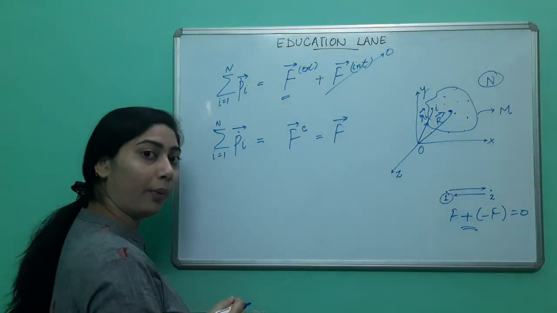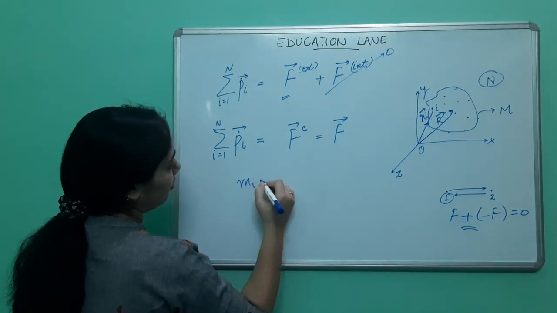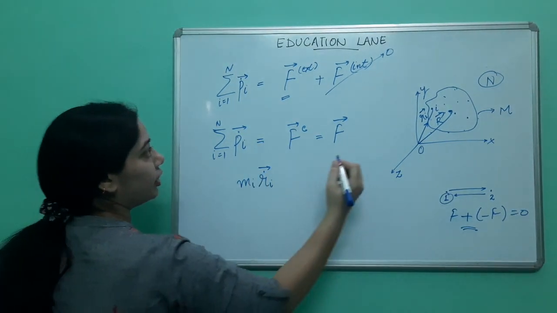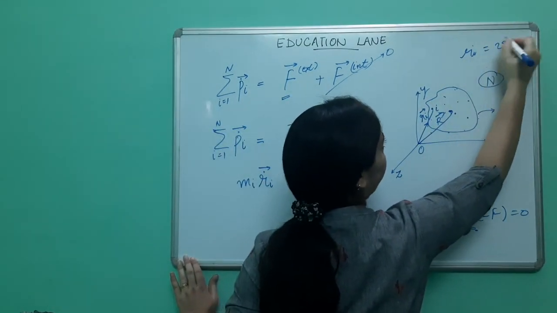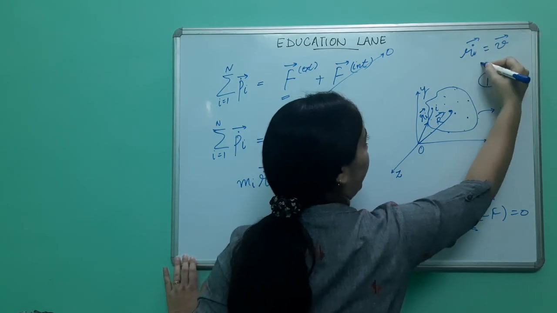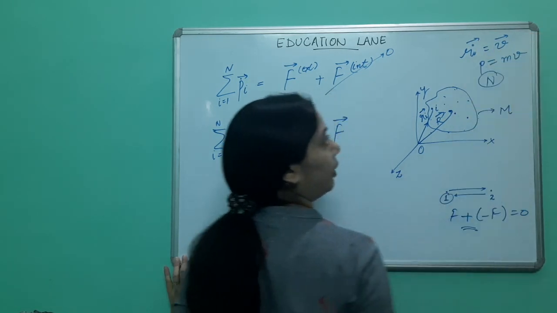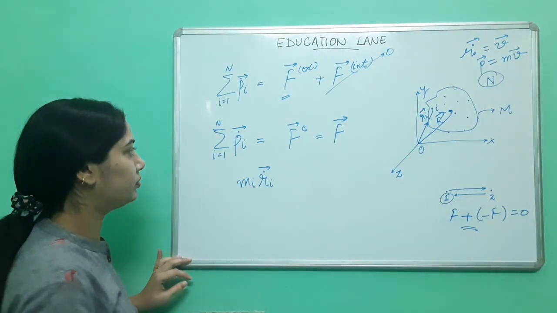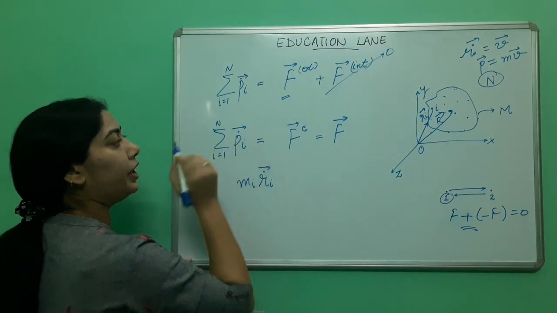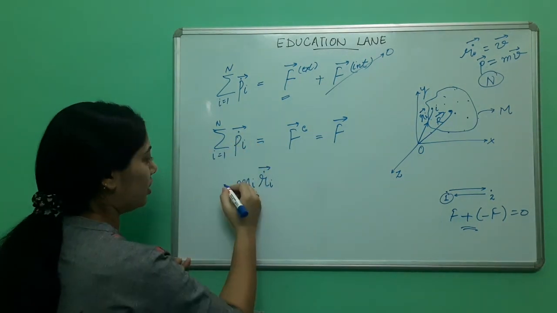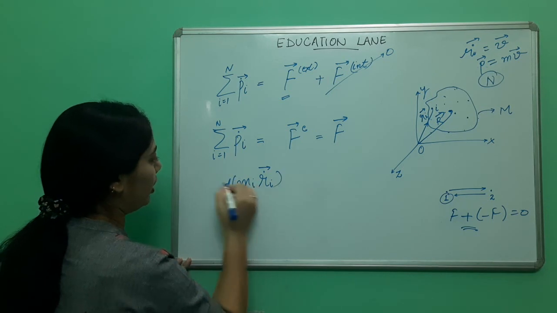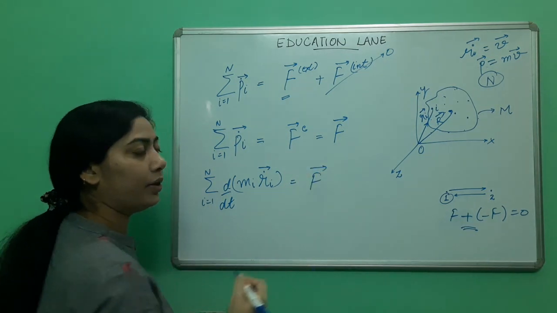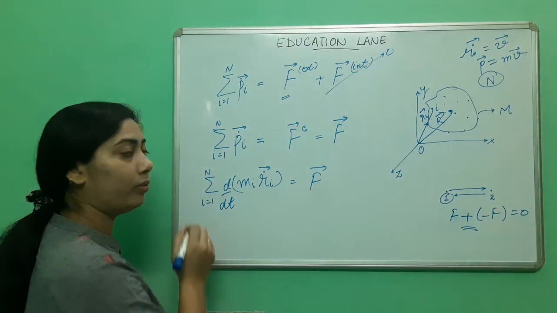Now what is momentum? r_i dot, what is r_i dot? r_i dot is v, and momentum is mv. Got it? Now I have to differentiate this, because it is the derivative of this. So d by dt, summation over i equal to 1 to n of m_i v_i. This is my total external force acting on the object.